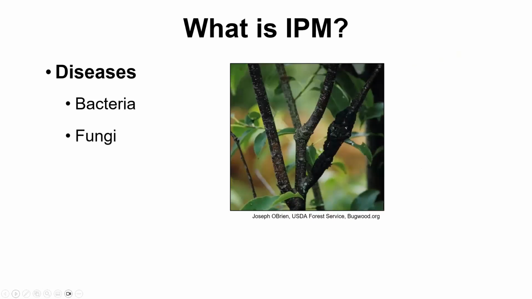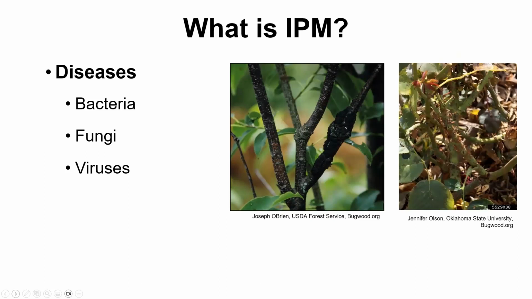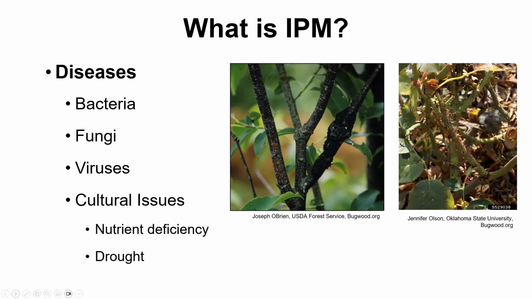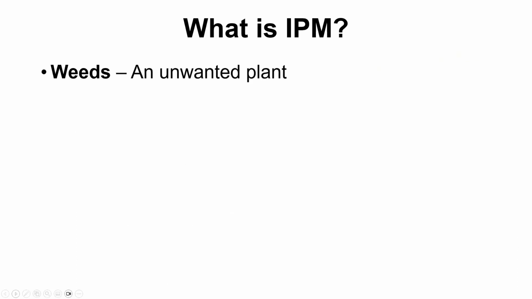So diseases are the second kind of pest. That includes bacteria, fungi, like this black knot on this cherry tree, viruses. This is rose rosette disease on a rose. And as well as cultural issues. They're looped into diseases, so that's going to be nutrient deficiency, drought, flooding, other cultural things that are happening in your environment. And then finally, our weeds.